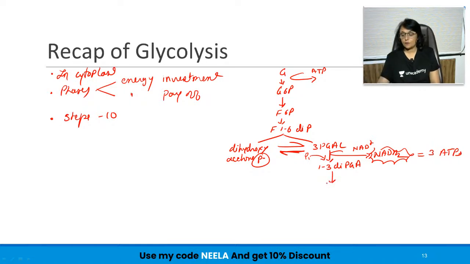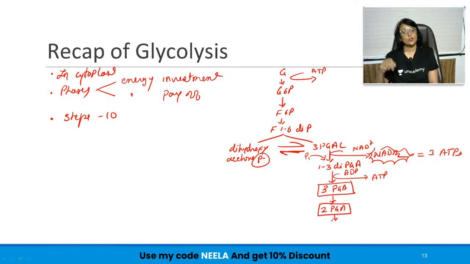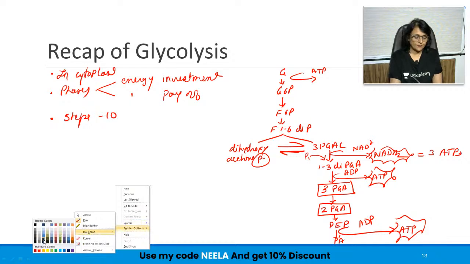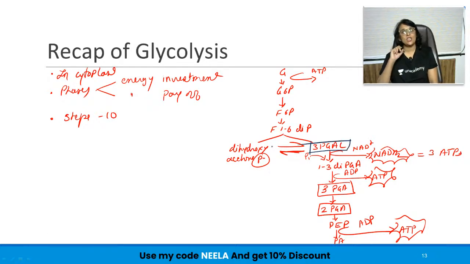Then from this diphosphate, 1 phosphate is taken by ADP and we get 1 ATP, and here is 3-phosphoglyceric acid. Then the position of phosphate changes, it becomes 2-PGA. Then there is loss of water, it becomes phosphoenol pyruvate and then pyruvic acid, but before that 1 ADP takes 1 ATP. So 1 ATP here, 1 ATP here. If you start with one molecule of PGAL, you get 1 NADH2 and 2 ATP.